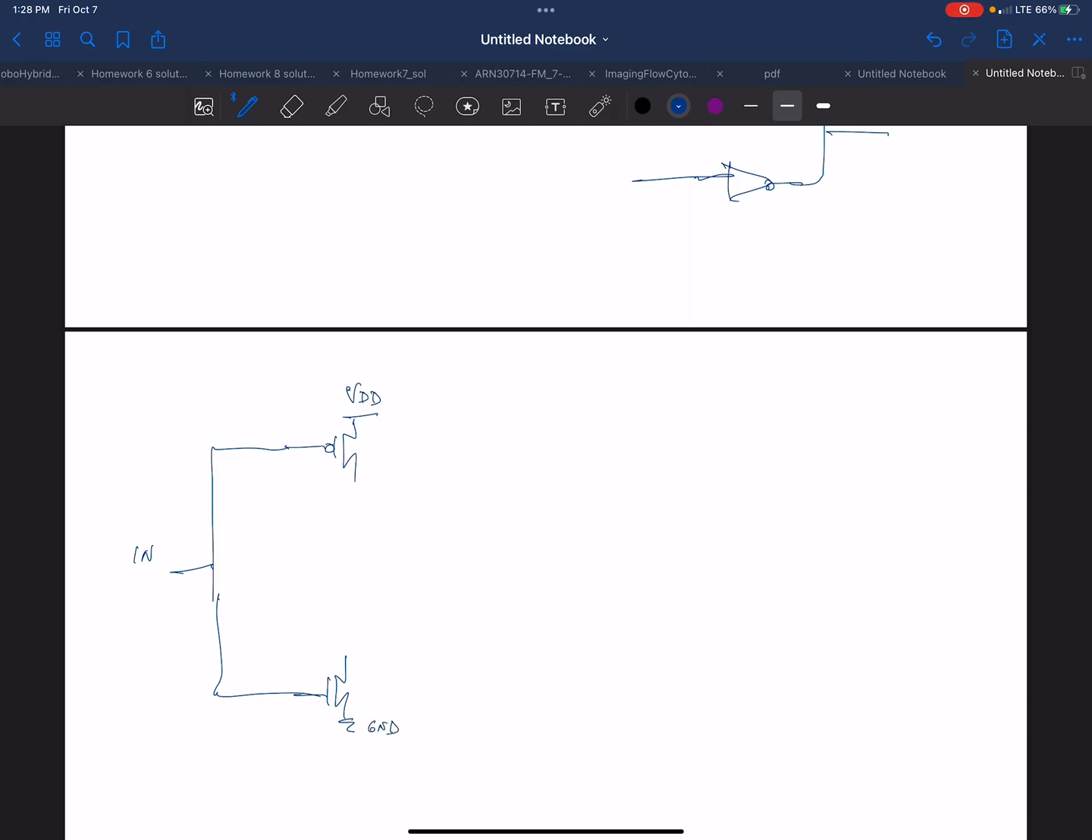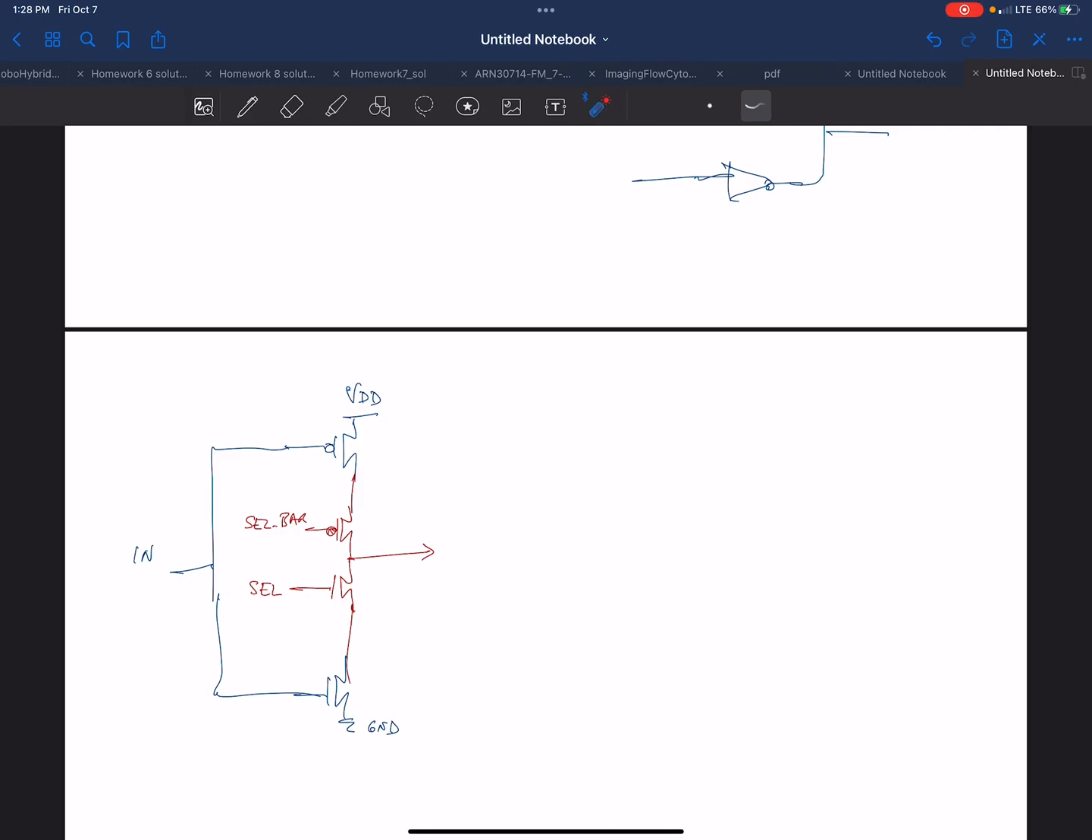But what they do then is they connect up a PMOS transistor here in series with the PMOS, and connect that to the output, and connect an NMOS in series with the NMOS and connect that to the input. Okay, and then they do select and select bar.